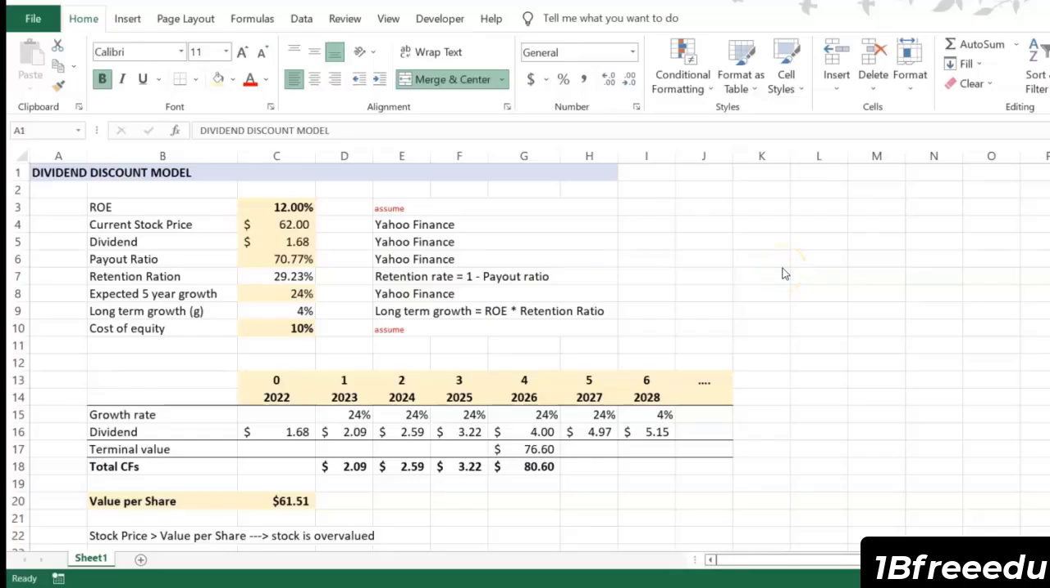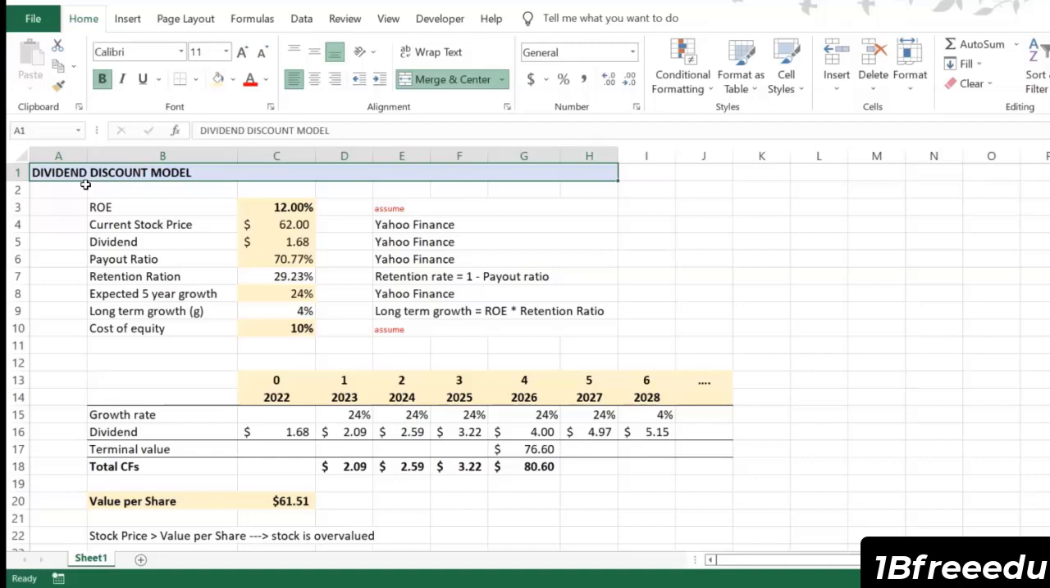In this video, I'll show you how you can use NPV and discounting method to determine the value of a stock. The dividend discount model is a quantitative method used for predicting the price of a company's stock based on the theory that the present day price is worth the sum of all of its future dividend payments when discounted back to their present value.